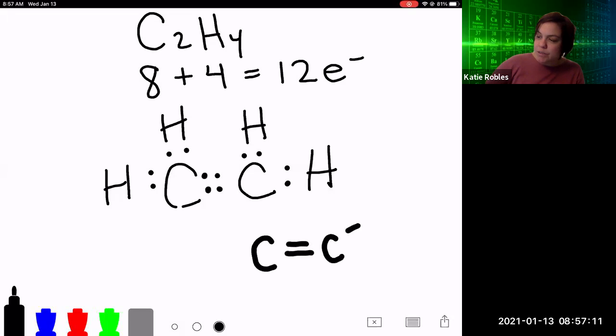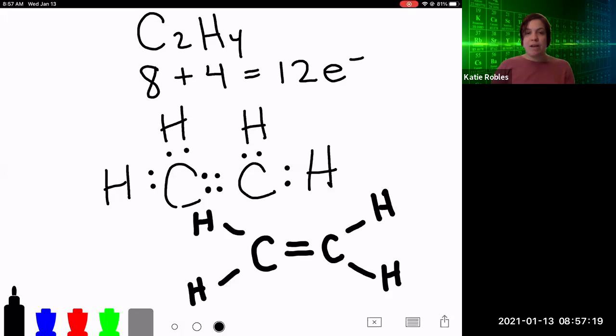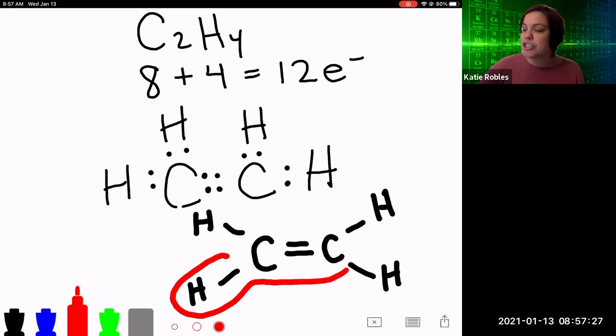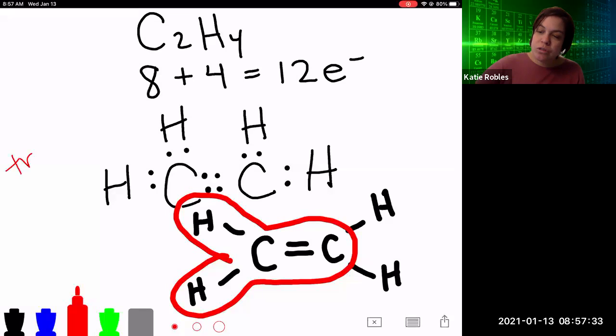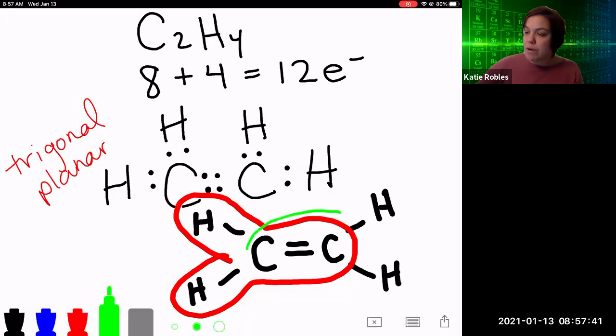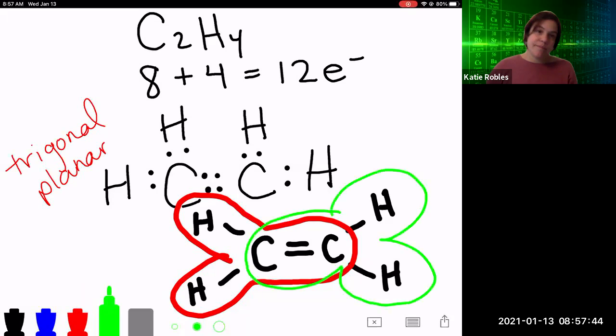A C double bonded to a C, single bonded to these H's. You'll notice I'm spreading them out. I'm trying to think about VSEPR when I redraw them, because at the end of the day, it was asking me what the shape was. Here's that shape around that carbon. It's a trigonal planar, right? And it turns out that it's a trigonal planar around both carbons. All right, a little bit tricky, a little bit advanced, I think there.